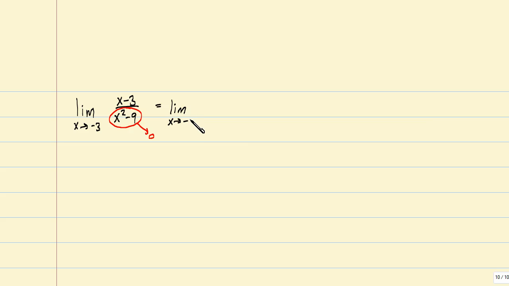Let's play around with it a little bit. So we have x minus 3 over, of course, that's a difference of squares, (x minus 3)(x plus 3). And sure enough, we see something that we can cancel. So this is going to be equal to the limit as x approaches negative 3 of 1 over x plus 3. Now, what happens here?